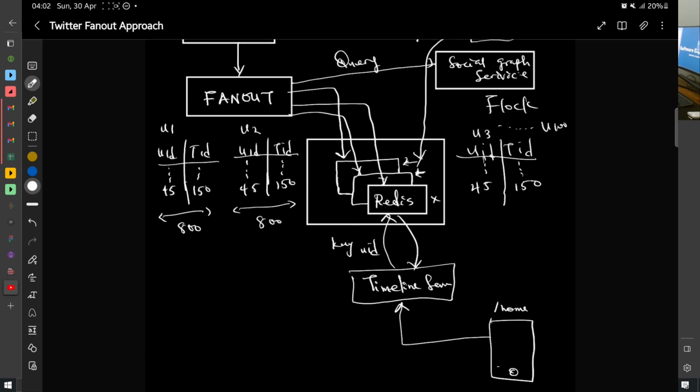So Twitter is going to trade off having to do a lot of processing in the background when a user makes a tweet, while making the timeline service pulling of users' timelines insanely fast.